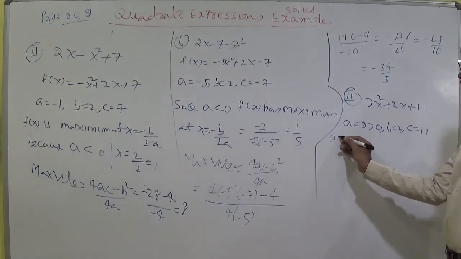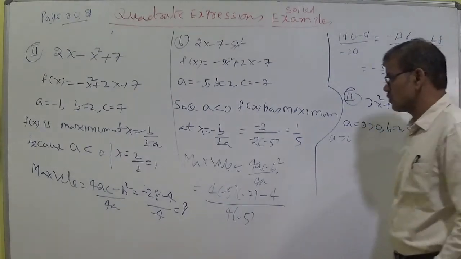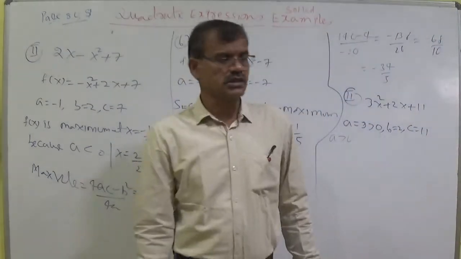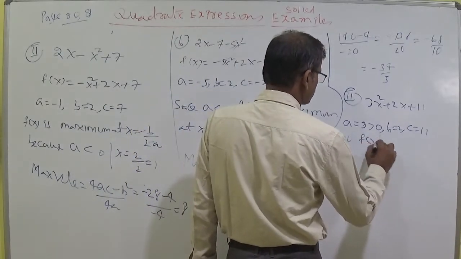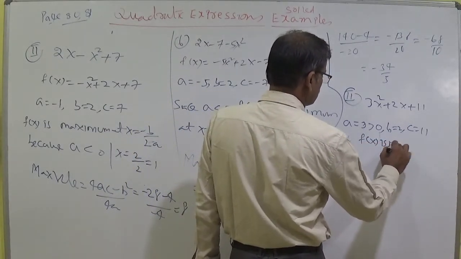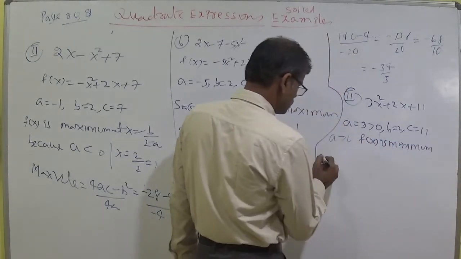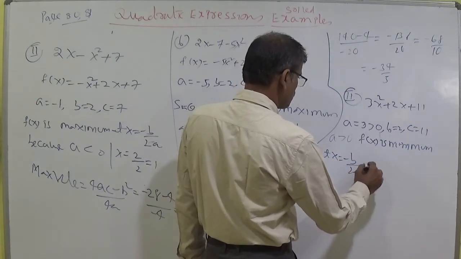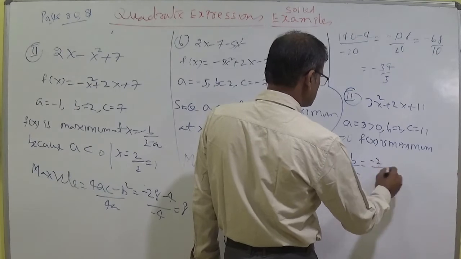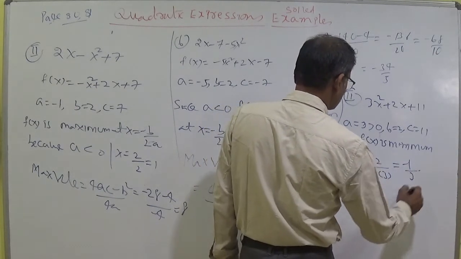A greater than 0, if he is asking about the expression, we can write the formula, delta less than 0 concept. Here A greater than 0, therefore f of x is minimum. F of x is minimum at x is equal to minus b by 2a, that is equal to minus 2 by 2 into 3, that is equal to minus 1 by 3.